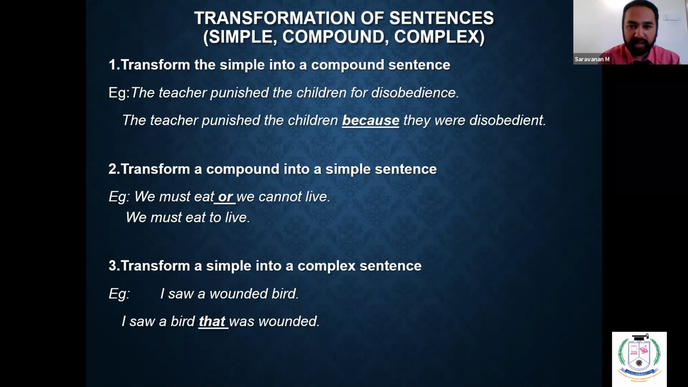The teacher punished the children. That is also a sentence on its own. This is a separate clause, that is a separate clause. But these two clauses are joined together with the coordinating conjunction because. So the teacher punished the children because they were disobedient. The first sentence, the teacher punished the children for disobedience, is a simple sentence. When you convert it to a compound sentence, you use the coordinating conjunction because.